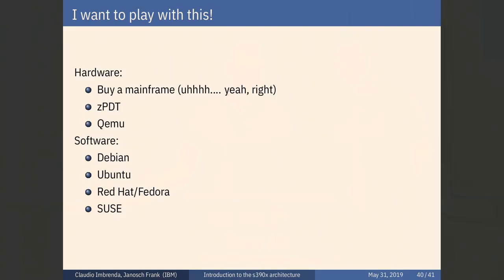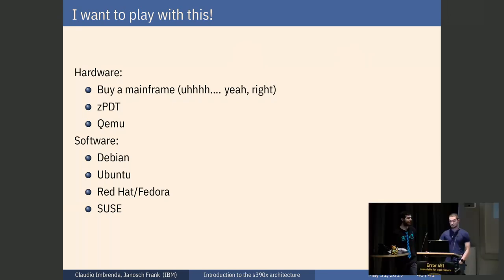If you really want to play with it, well, you can buy a mainframe. There have been some people who actually did that. There was a college student in the US who did that. Recently, some people from the UK bought an old mainframe out of Mainz somewhere. Nürnberg? Yeah, I forgot. There are the ZD&T tools from IBM, which are development tools, basically an emulator on x86. It will be hard for you to get it, I guess, and I don't know how much it costs.